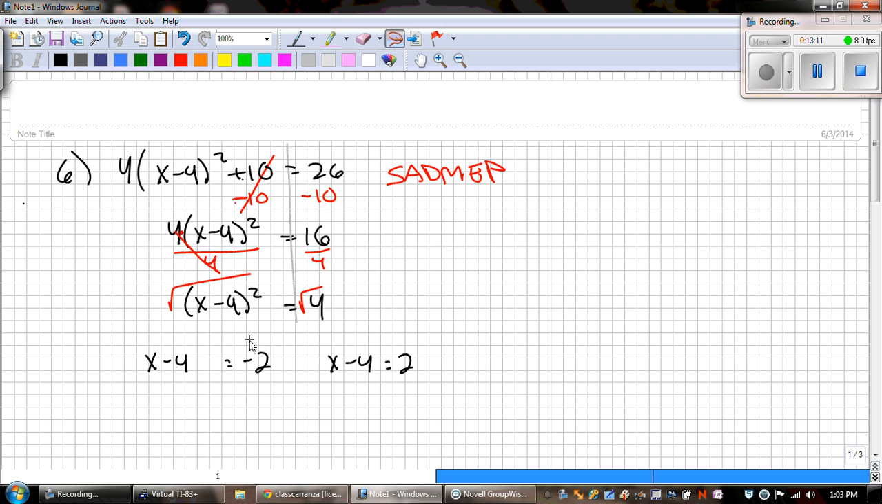Okay, so we have 2 equations now to solve. We have x minus 4 equals negative 2, and x minus 4 equals positive 2. So when you solve those two, we get x equals 2. And on the right, when you add 2 to both sides, we get x equals 6.